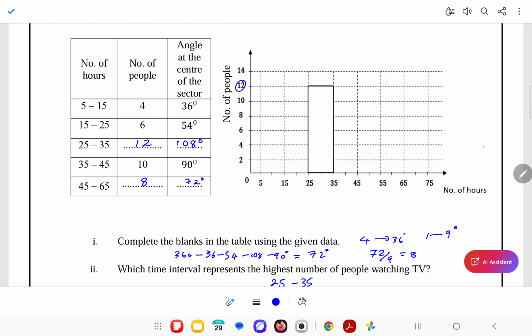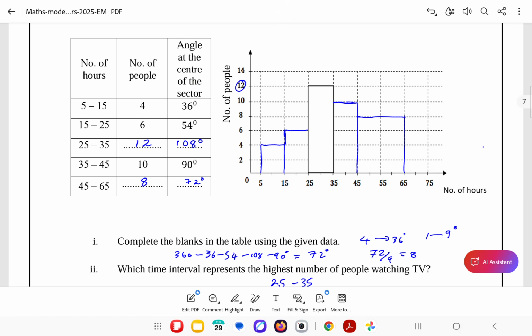So 5 to 15, 4 people. So let's draw 5 to 15, 4. 15 to 25, 6. 25 to 35 completed. 35 to 45, 10. 45 to 65, 8. Right. Okay. So that's the histogram.